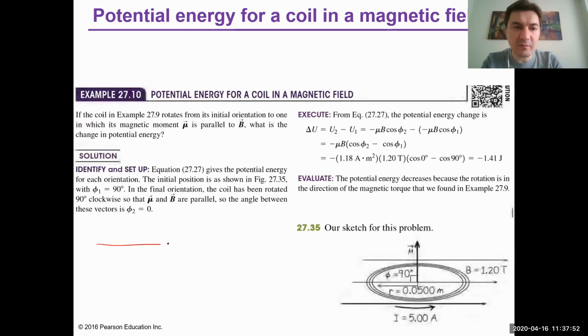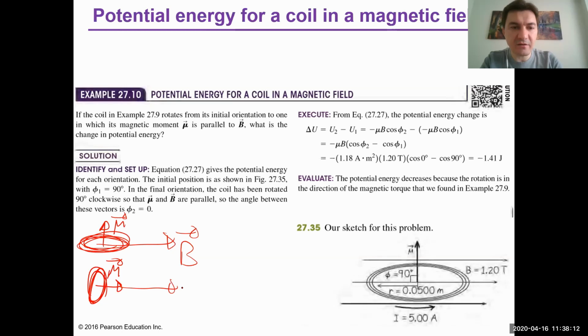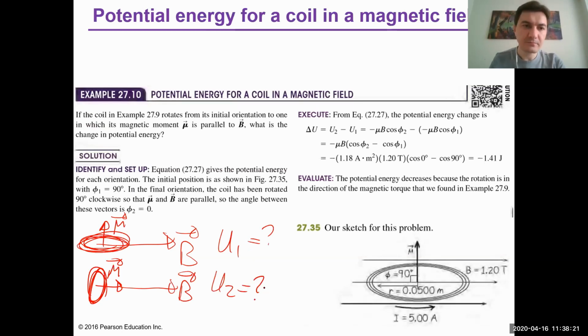So at the beginning, the magnetic field is like this, and the coil is staying like this, and this is the direction of the mu. And after applying the magnetic field, the coil will be like this, magnetic moment of the coil, and this is the direction of the B. So the question is, what is the potential energy here? What is the potential energy here? Okay. So what is the change in potential energy?